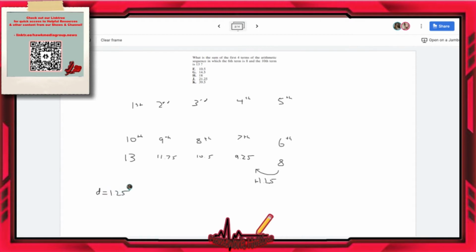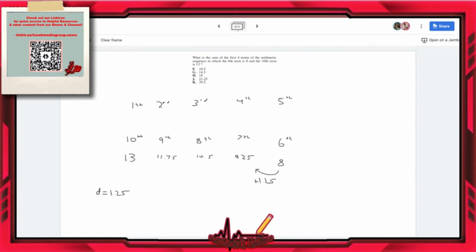Now, we're being asked the sum of the first 4 terms. So we need to find out what the values of the first 4 terms are. So we have the 6th through the 10th terms. What we can do from here is basically subtract the common difference from the 6th term, and that'll get us all the lower terms.